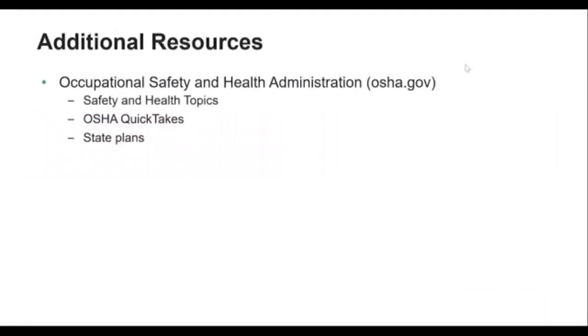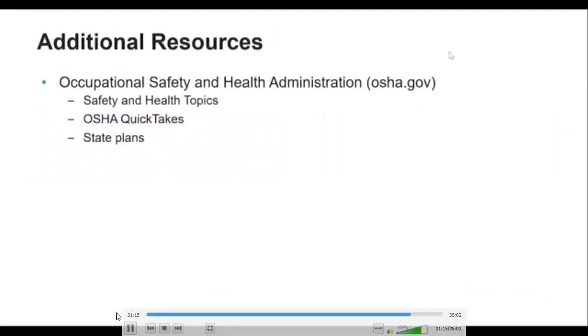Additional resources for obtaining information regarding hazard communication. OSHA.gov is going to be your best place to obtain information for HAZCOM. They have different safety and health topics there, as well as short 1- and 2-page documents that can be used or even handed out to employees to help increase understanding of the hazard communication programs, as well as any state plans. You can find links to those from the OSHA website as well.